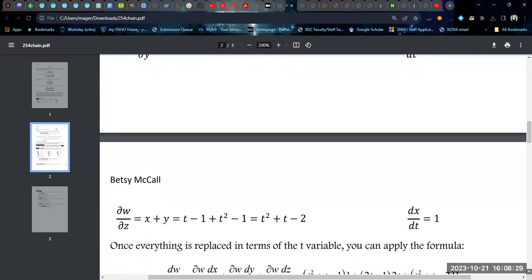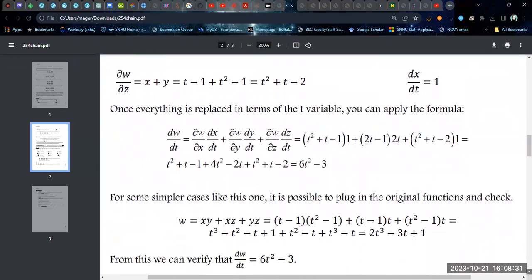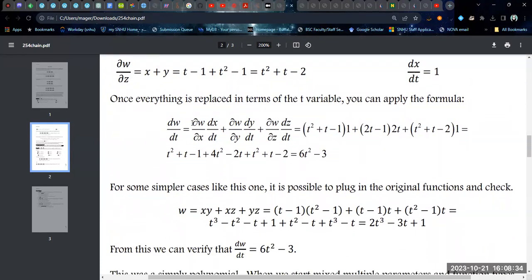And now I can apply my formula. So using the values from my table, my del w del x in terms of t is this. My del x del t is 1. Del w del y in terms of t was this. My del y del t is this. My del w del z is this in terms of t. And then dz dt from my table is 1. And then I can do my simplification, FOIL everything out, combine terms, and I get this.